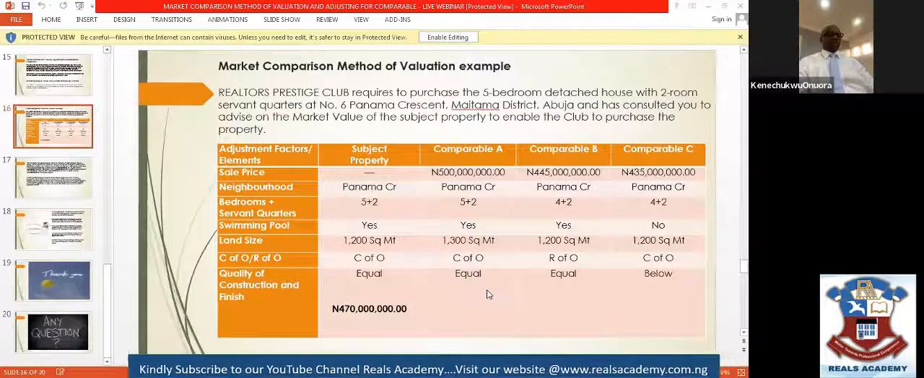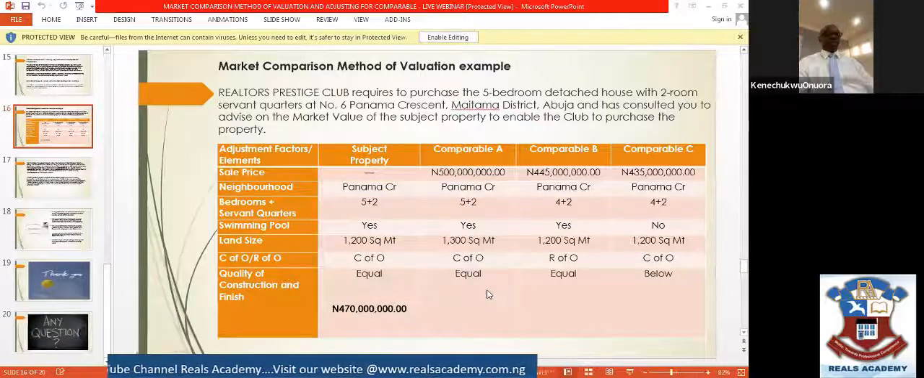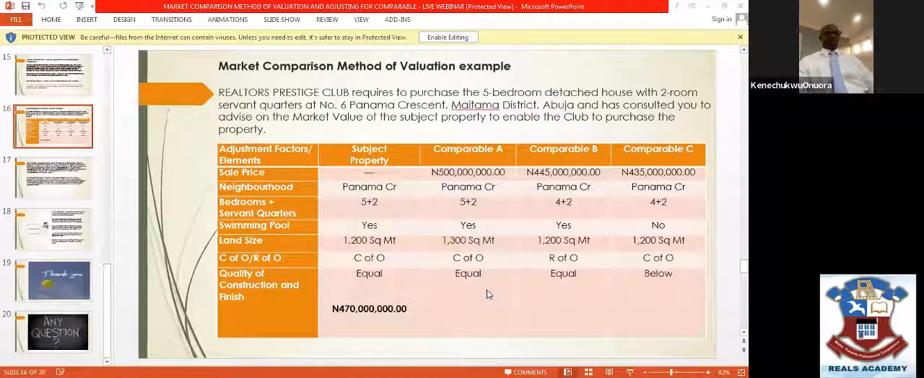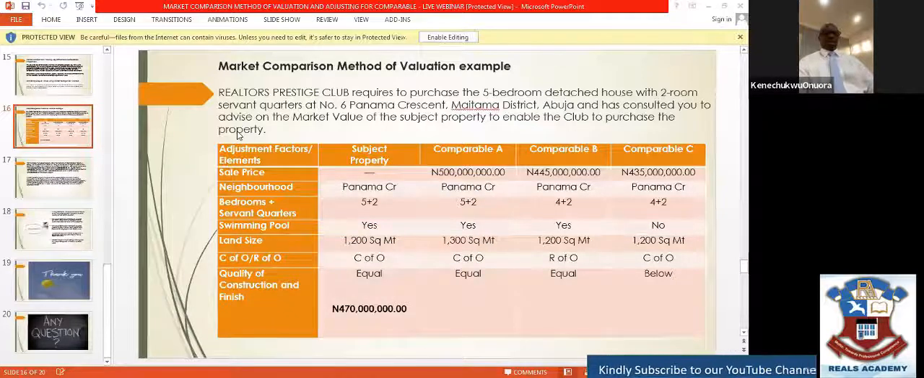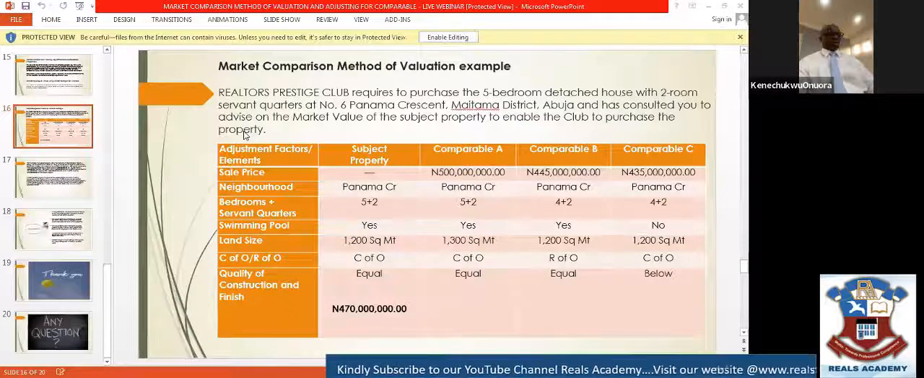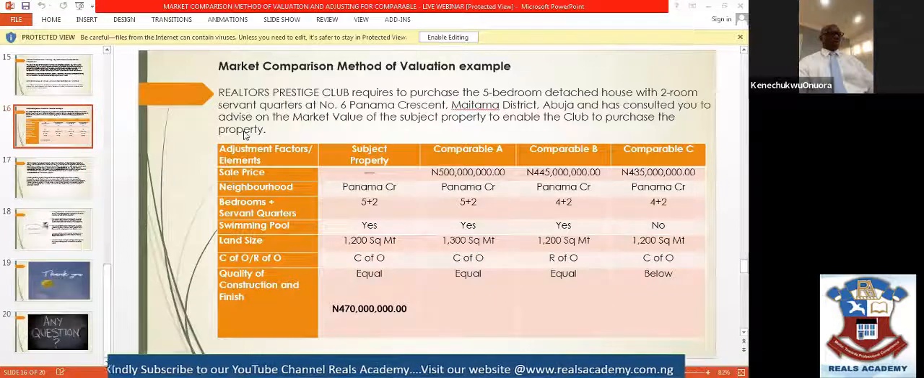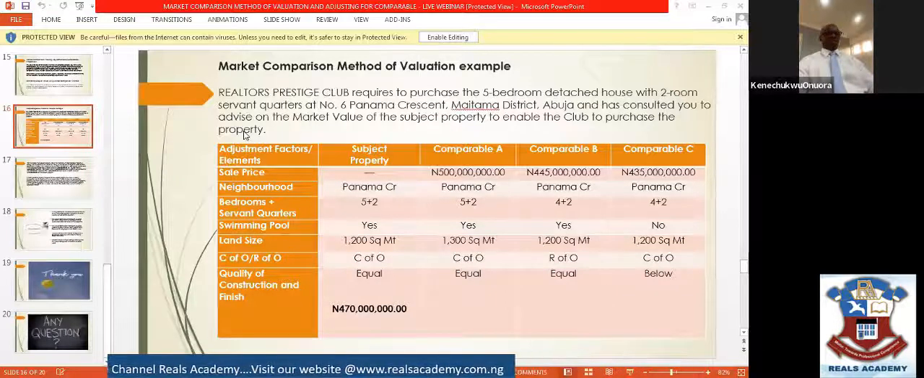The difference is the sale price is 445 million, same location. Number of bedrooms is 4 bedrooms and 2 rooms BQ. Does it have a swimming pool? Yes. Land area, the same 1,200 as the subject property. Does it have C of O? It's R of O. The quality of construction and finish is equal.